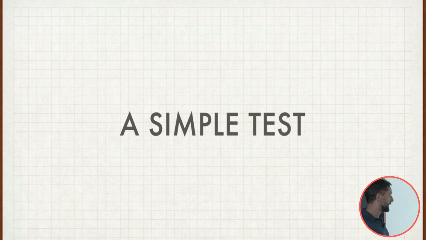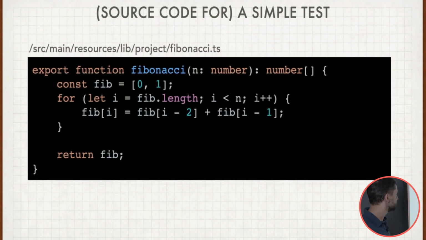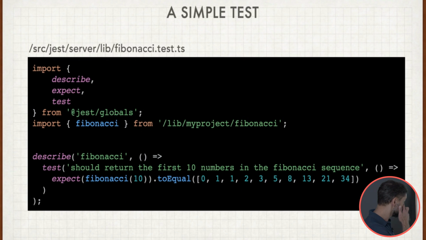So now we can get to a simple test. We start really simple. We have this code that generates the Fibonacci sequence for a given number of elements, and everyone knows what that is, right, Fibonacci? It just returns an array of numbers for a given number of elements, and we want to test this, and a test will look like this.